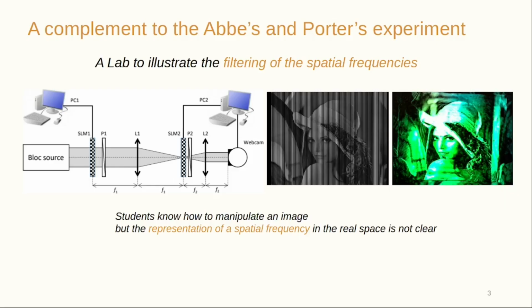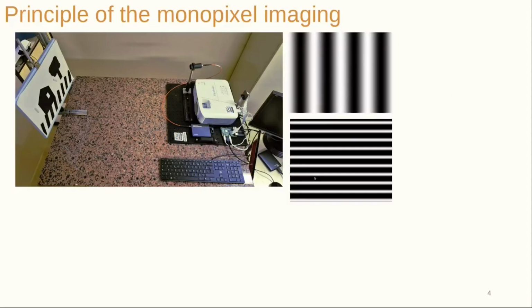So the students at the end of this lab class know how to manipulate an image. They know what filtering spatial frequency means, but the representation of what a spatial frequency is in the real space is not clear for them. And this is where the ONE-PIX will be interesting because thanks to this experiment, you make a direct link between the real space and the Fourier space.